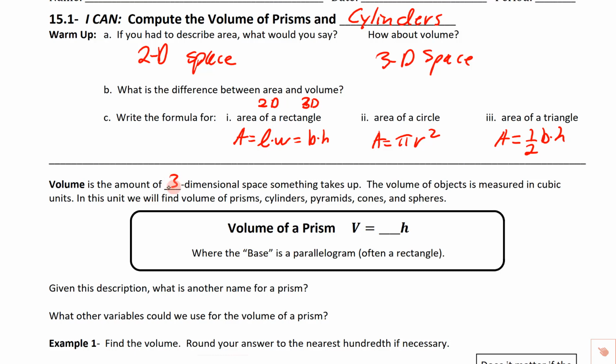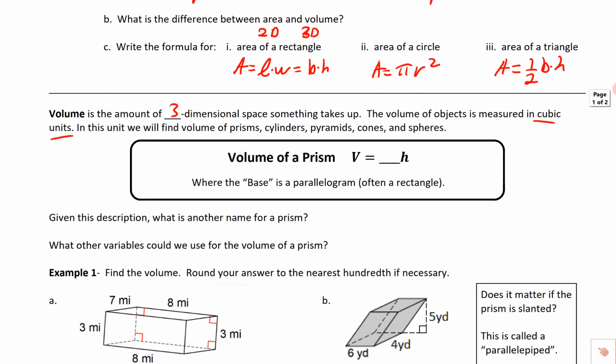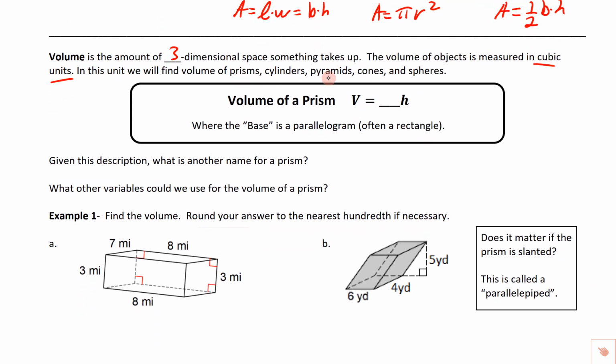So the volume is the amount of 3-dimensional space something takes up. Again, we talked about this a second ago. We need those 3 dimensions in order to take up that 3-dimensional space. So we're going to need 3 measurements. Okay, it's measured in cubic units. So cubic feet, cubic meters, cubic yards, whatever that happens to be. Okay, and we're going to use those to figure out prisms, cylinders, pyramids, cones, spheres. We're going to do a whole bunch of stuff this week. So we're going to start with a prism.